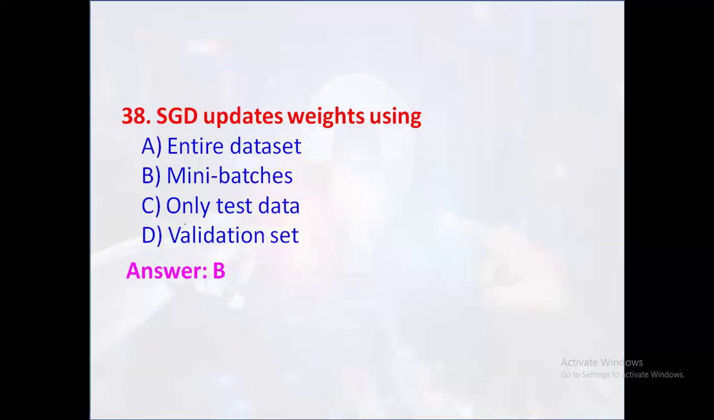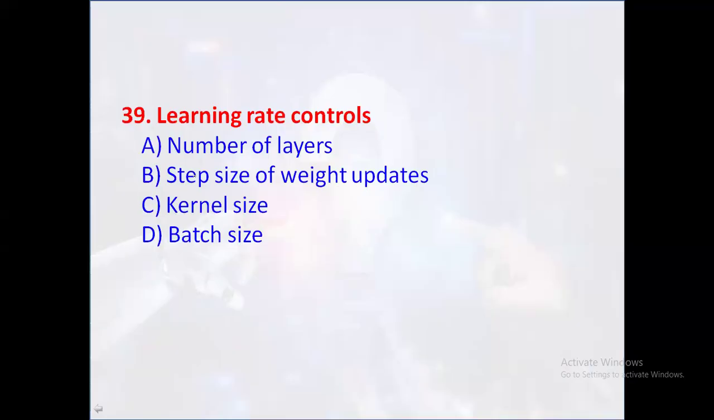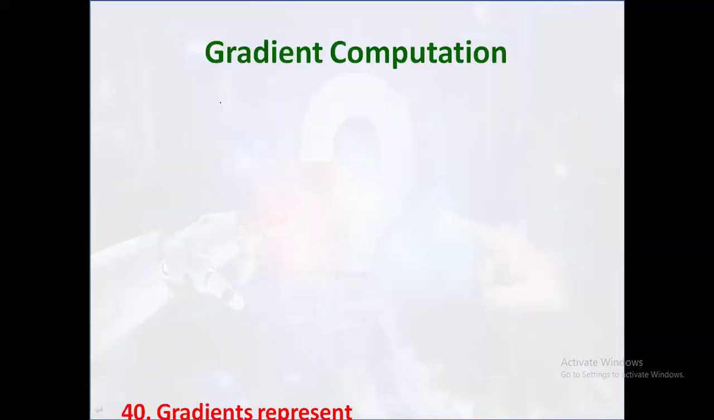Next, SGD updates weights using the entire dataset, mini batches, only test data, validation test. This I have told you while we were discussing the topic. Next one is, learning rate controls number of layers, step size, weight update, kernel size, batch size. We know that the learning rate controls the step size of the weight update.